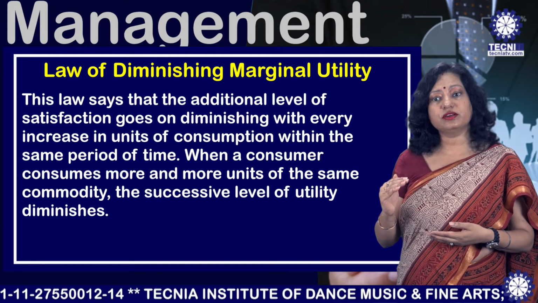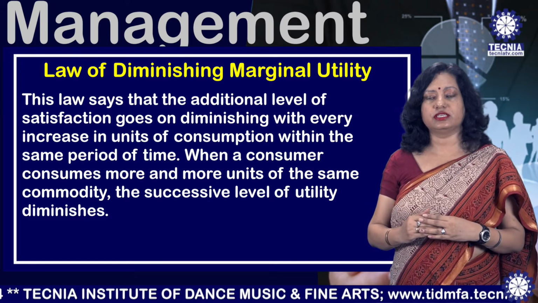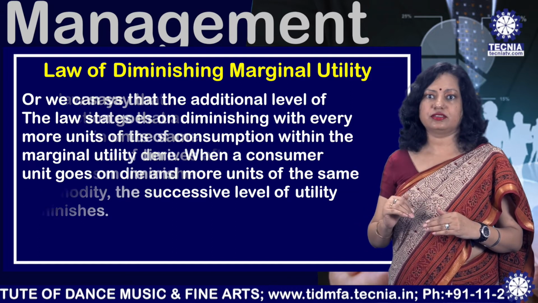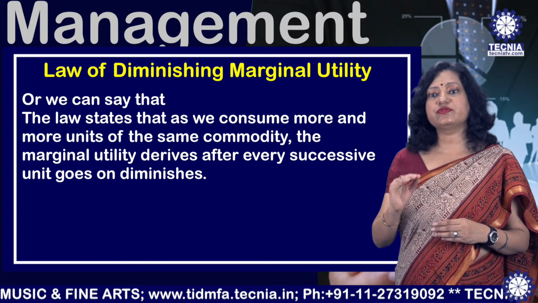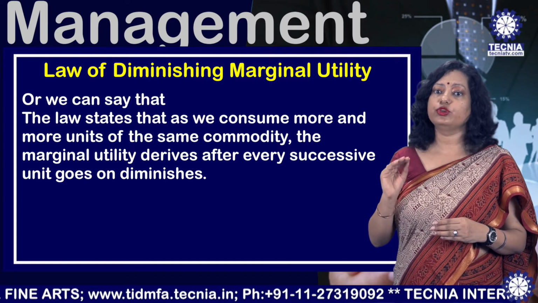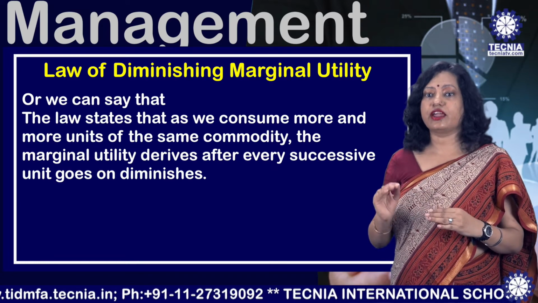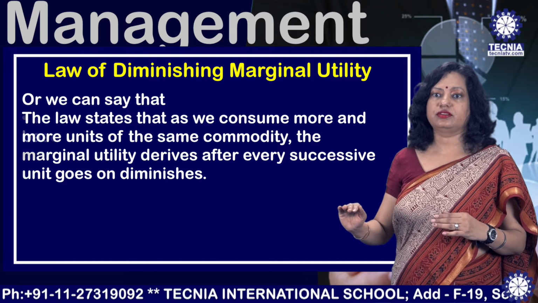When a consumer consumes more and more units of the same commodity, the successive level of utility diminishes. Or we can say that the law states that as we consume more and more units of the same commodity, the marginal utility derived after every successive unit goes on diminishing.